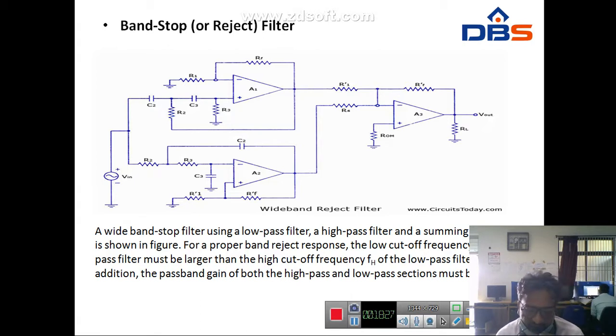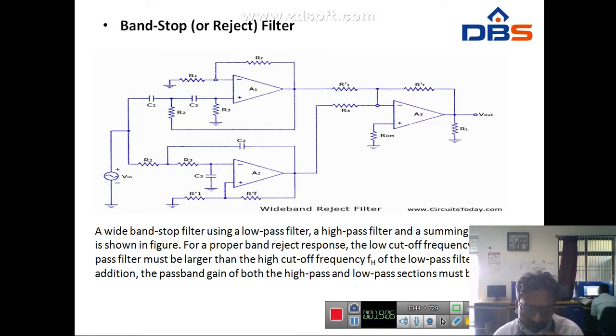So this band reject filter is also called a band stop or band elimination filter. In this filter, frequencies are attenuated in the stop band while they are passed outside the band. As with the band pass filter, band reject filters can be classified into two types: wide band reject or wide band stop, and narrow band reject or narrow band stop. The narrow band reject filter is commonly called the notch filter.